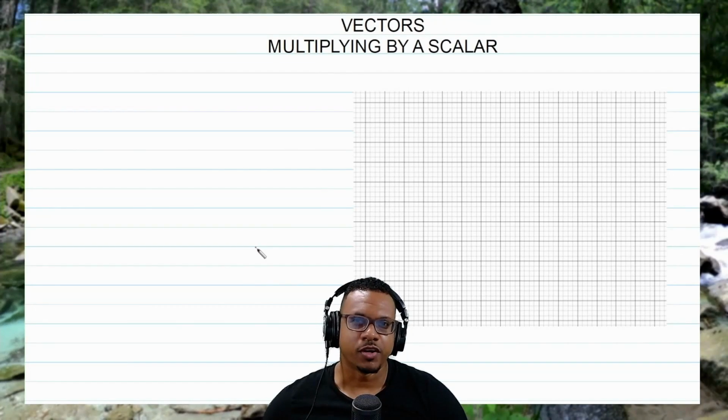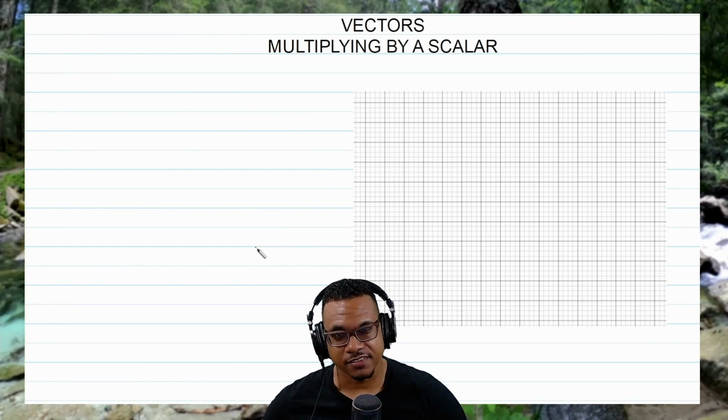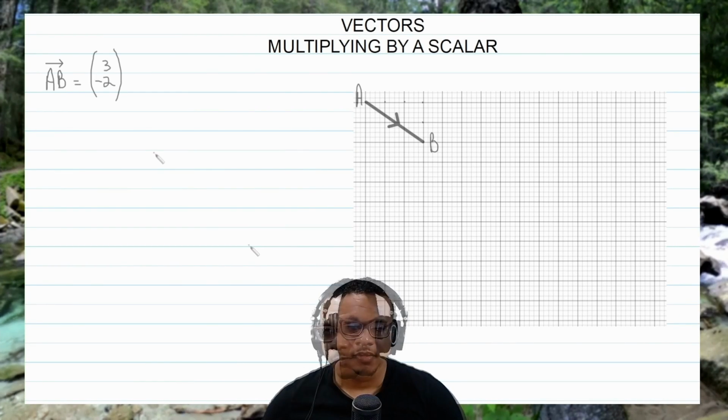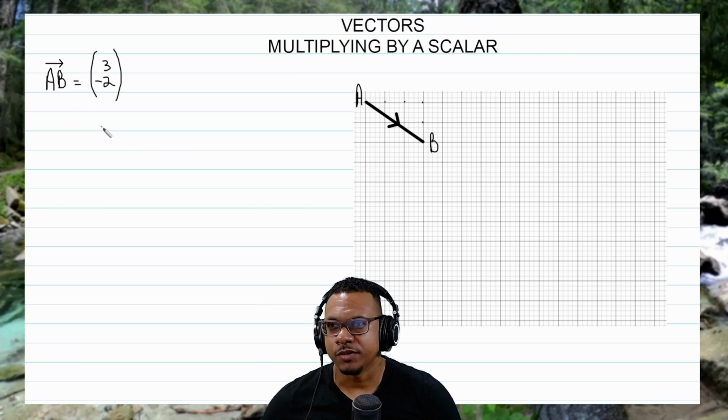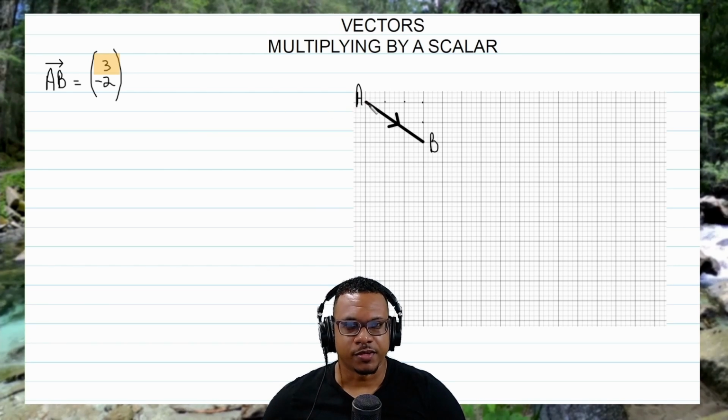In this video, we are going to be looking at multiplying vectors by scalar quantities. So let's just say I have this vector AB with the column matrix 3, negative 2. So that's 3 units to the right and 2 units downwards. So here we can see 3 units to the right, 2 units downwards. So I have my drawing of the vector AB.